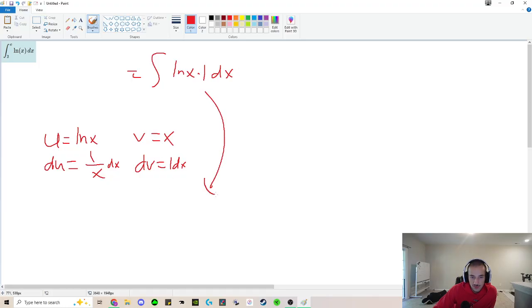Now we can do our integration by parts. Integration by parts is testable. This now equals uv. So it's going to have our boundary term. And when I say boundary term, ln x times x, this has to be evaluated from 2 to e, right? And now this is going to be minus the integral from 2 to e of, and we switch our stuff around, x times 1 over x dx.